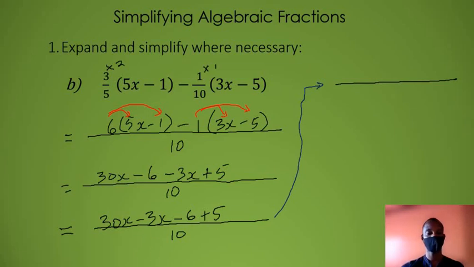So now, 30x minus 3x will give us 27x. Minus 6 plus 5. What is minus 6 plus 5? That will be minus 1. The signs are different, and so we subtract 5 from 6. That will give us 1. Since we have more negative than positive, we want to keep what we have more of, which is the negative. And so our answer will be negative 1.